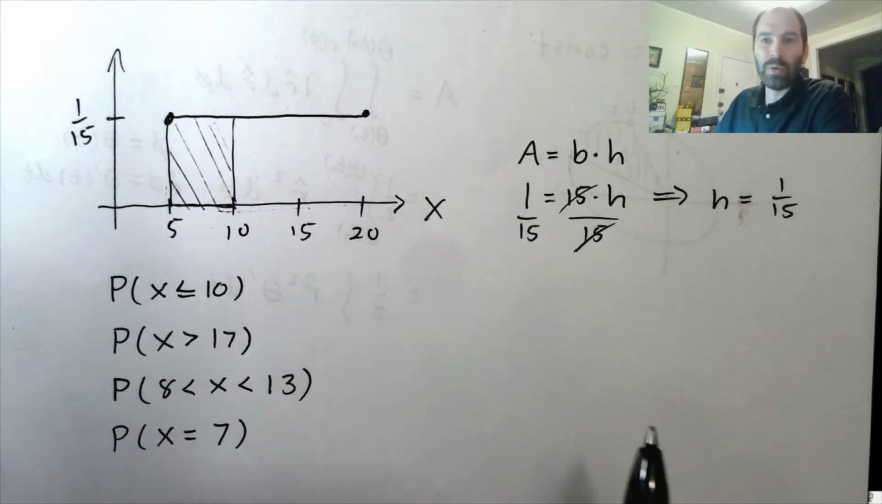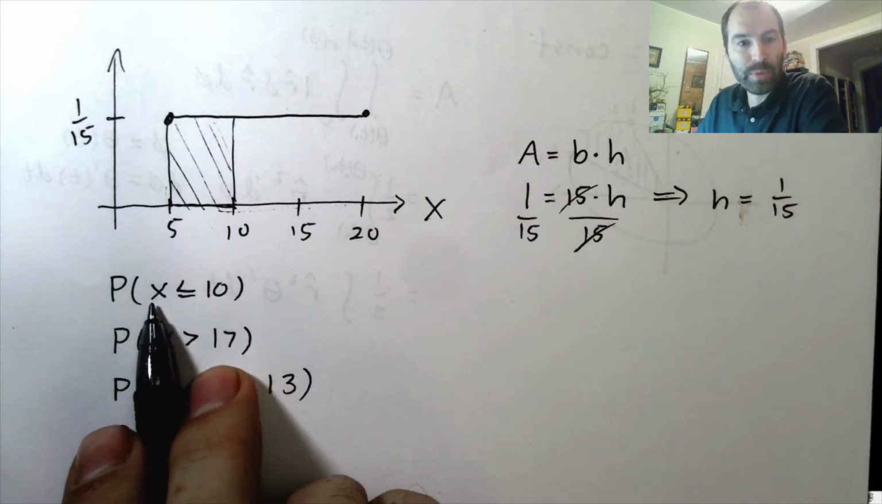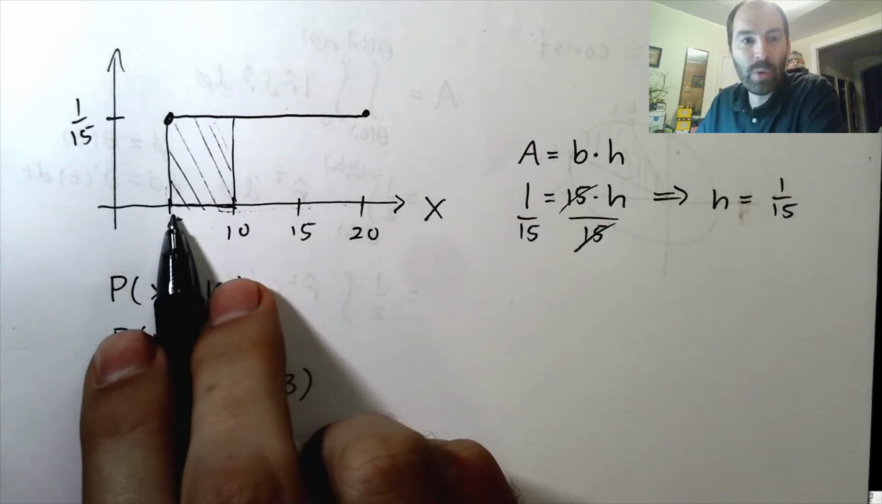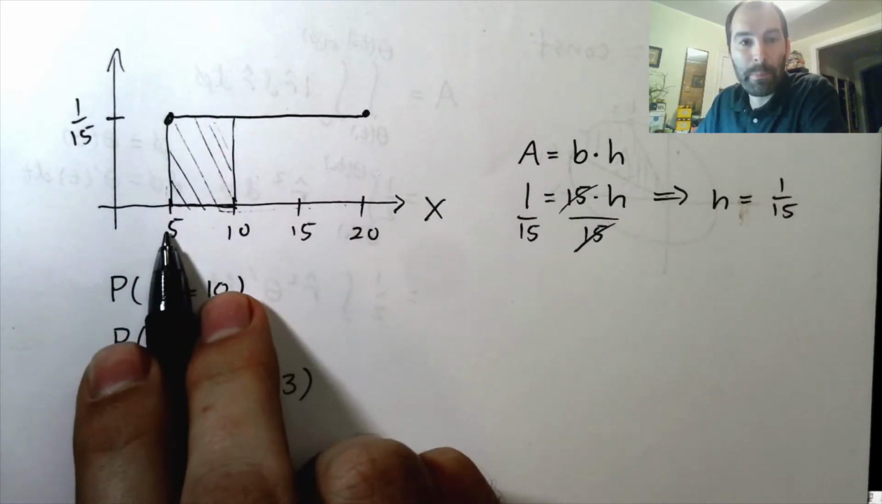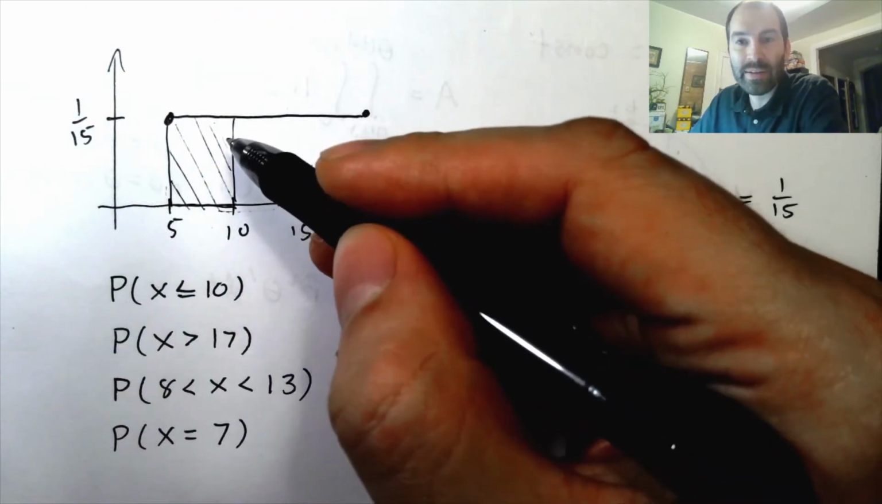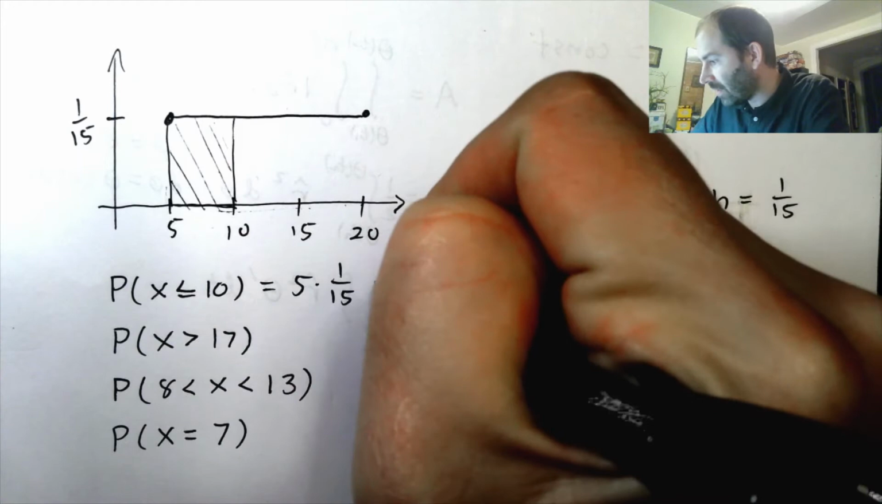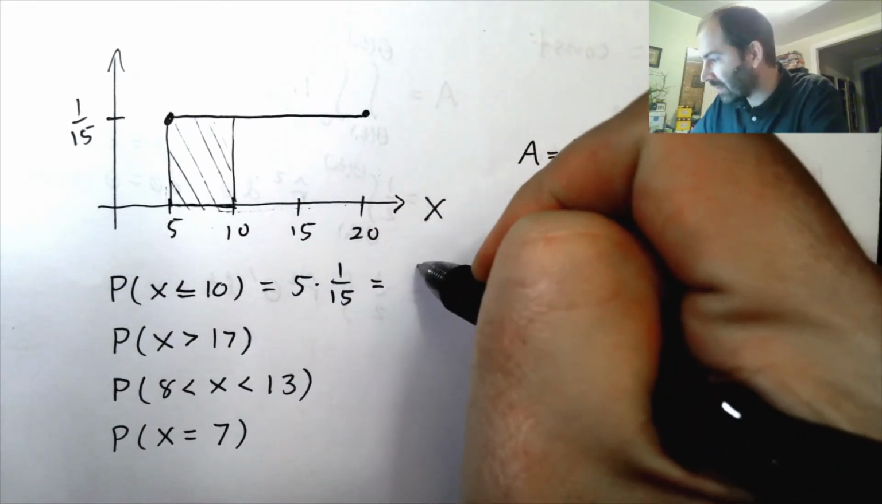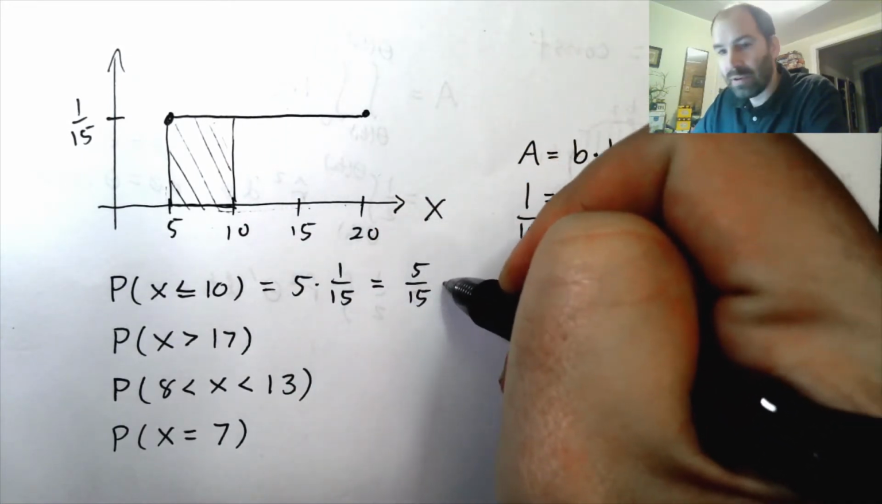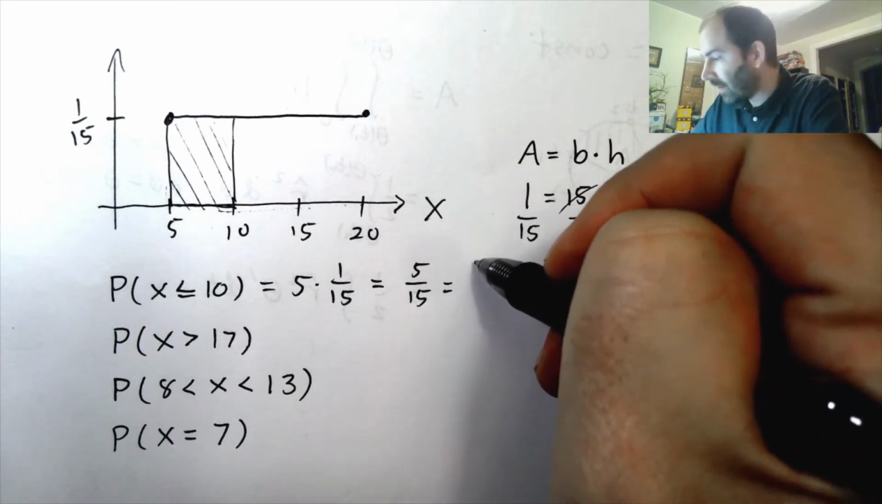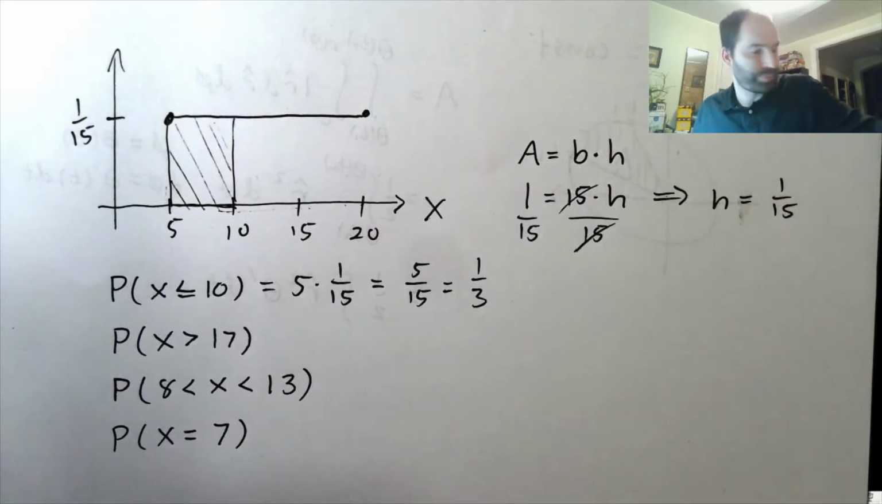Okay, so now I think we can go and do these problems. What's the probability that x is less than or equal to 10? Well, it's the area of this rectangle. It's base times height. The base is 5. The height is 1/15. So the probability is 5/15, or if you want to simplify that, 1/3.